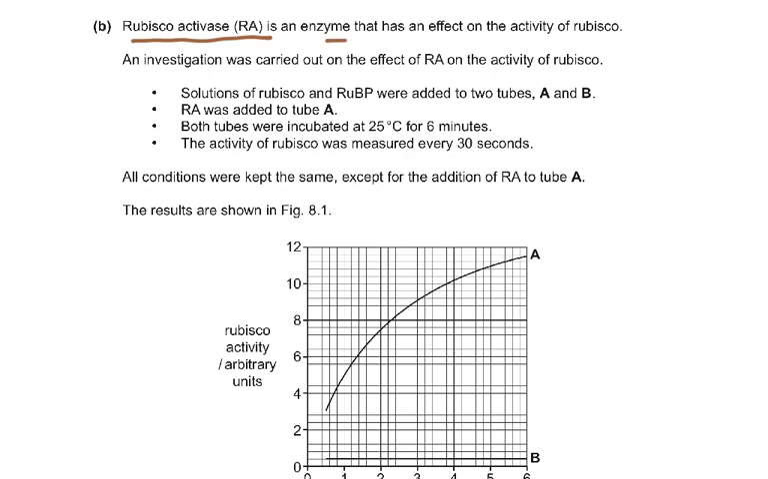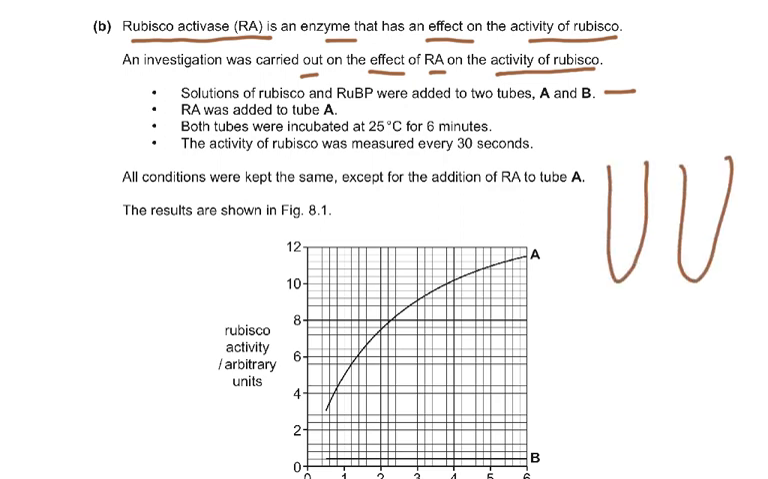Rubisco activase, RA, is an enzyme that has an effect on the activity of Rubisco. An investigation was carried out on the effect of RA on the activity of Rubisco. Solutions of Rubisco and RuBP were added to 2 tubes, A and B. So we have 2 tubes A and B, and solutions of Rubisco and RuBP were added. RA was added to tube A, and RA is what? Rubisco activase. RA was added to tube A.